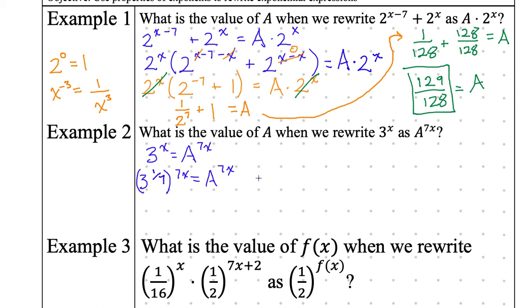And check this out. So now I have the same exponent here and here, which means since this is an equal sign, the bases must also be the same. I'll say that one more time. If I have the same exponent on the left and the right, then I must have the same base on the left and the right, which means a is equal to 3 to the power of 1/7.